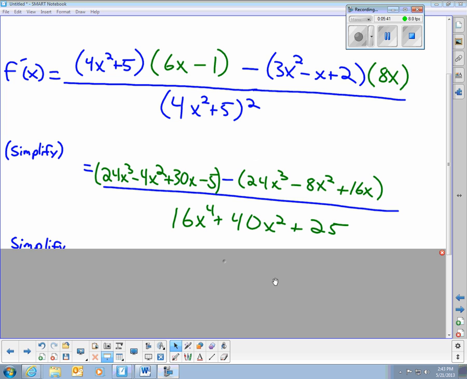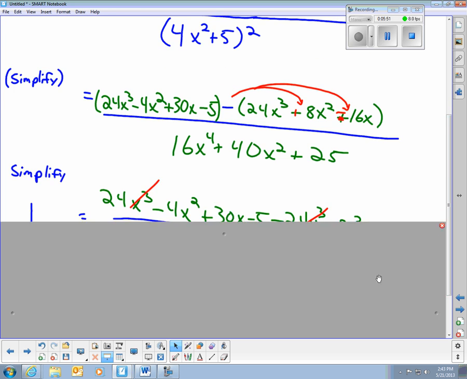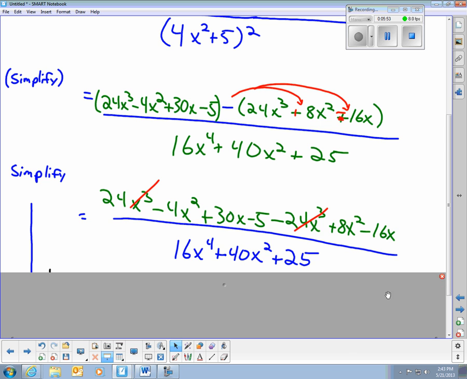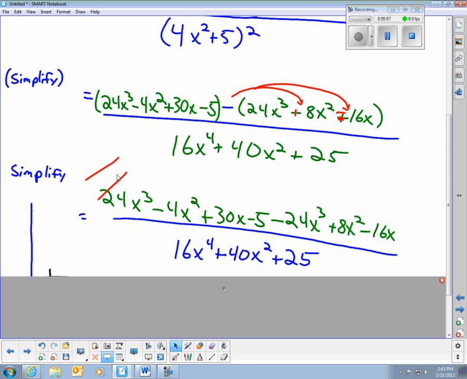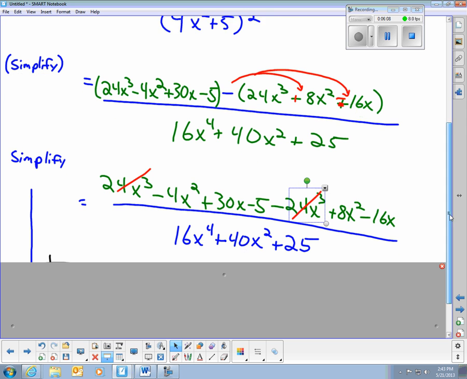Okay, the next step I see is, well, it's minus an expression. It means I have to distribute through the negative sign. So I have to go through and change all my signs. And then I can start combining like terms. Okay, let's take these out for now. So I went through and changed all my signs. And the first thing I noticed is my 24x cubed terms will cancel out.